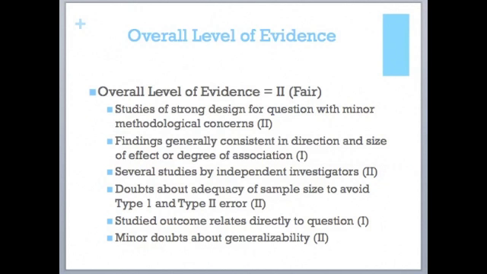We gave the treatment of light therapy for SAD an overall level of evidence of 2. The reasons we determined this were that the studies were of strong design for the question with minor methodological concerns. The findings were generally consistent in direction and size of effect or degree of association. There were several studies by independent investigators. We had some doubts about the adequacy of sample size to avoid type 1 and type 2 error. The studied outcome related directly to the question, and there were minor doubts about generalizability.